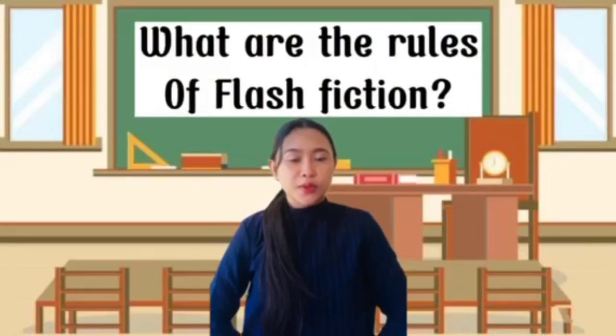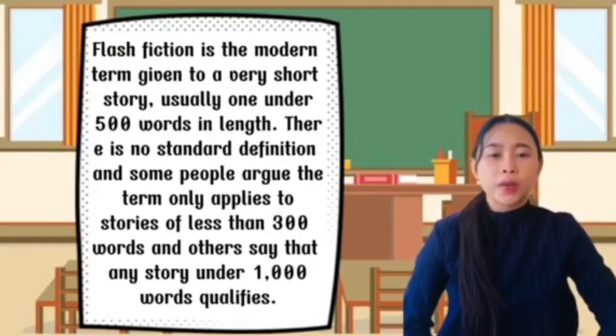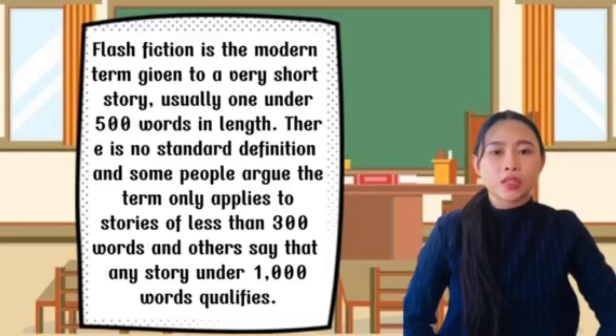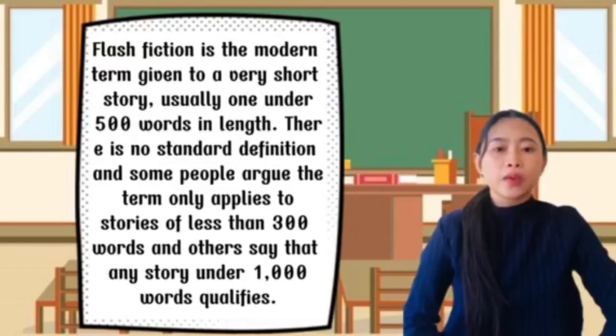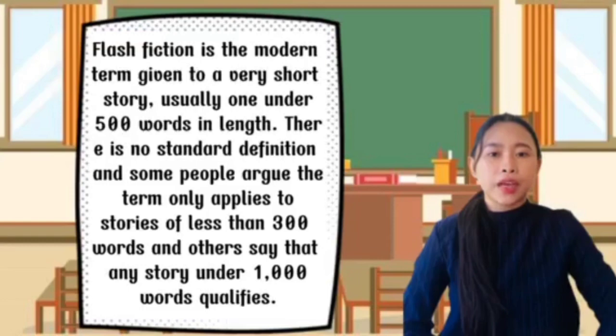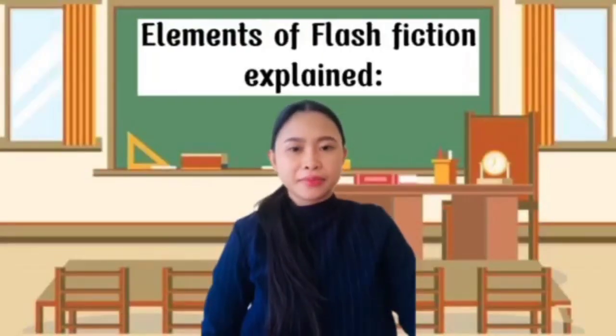What are the rules of flash fiction? Flash fiction is the modern term given to a very short story, usually one under 500 words in length. There is no standard definition; some people argue the term only applies to stories of less than 300 words, and others say that any story under 1000 words qualifies. Whatever the agreed length of flash fiction, it should still contain all the elements that you would expect to find in a longer story.